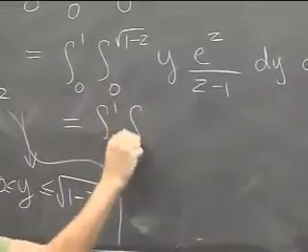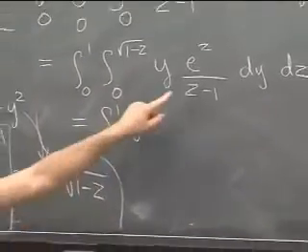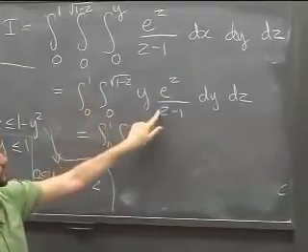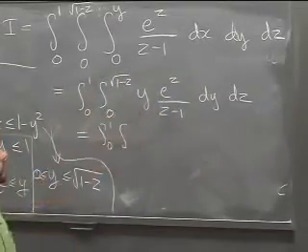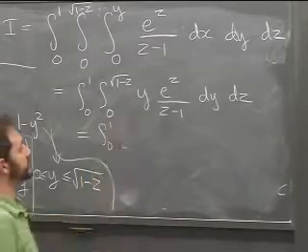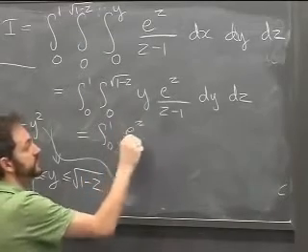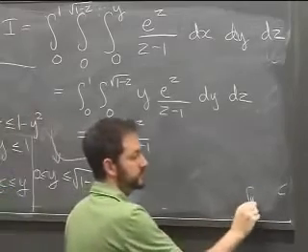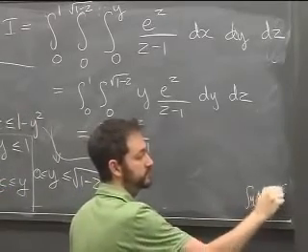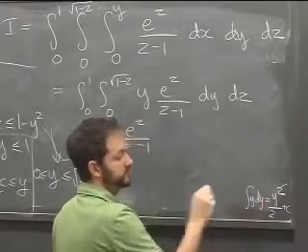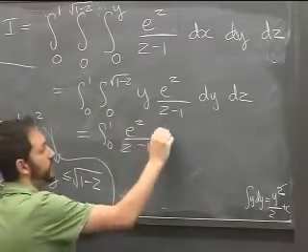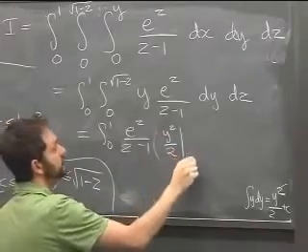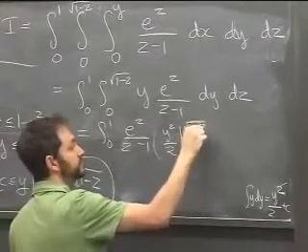Okay, now this is a constant again, so it's not going to matter. It's a constant with respect to y. So we just have the integral of y. I'll leave the e to the z over z minus 1. The integral of y dy is y squared over 2 plus c. So using that, I have y squared over 2 evaluated between 0 and root 1 minus z.